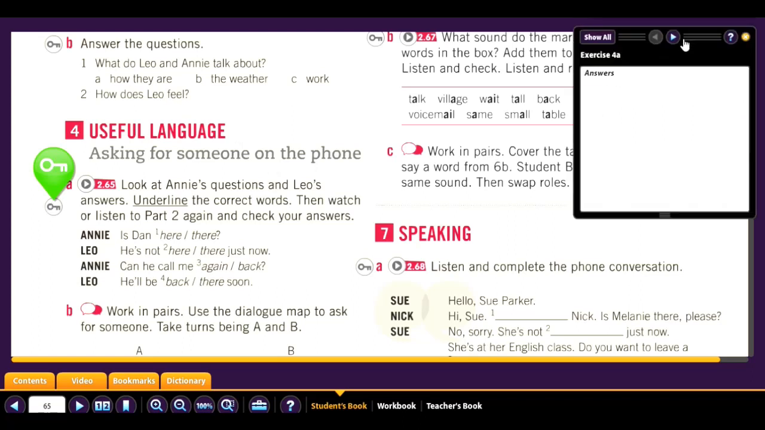Okay, we check. Is Dan there? Porque estamos diciendo que está en el mismo lugar que la persona que contestó. Is Dan there? ¿Está Dan ahí? Ah, entonces, como estamos en el mismo lugar, he's not here. Él no está aquí. He's not here right now. Can he call me back? ¿Me puede regresar la llamada? Porque si utilizáramos el again, es como si nos hubiera llamado, no podemos contestar y le decimos, ¿puedes llamarme otra vez después? Pero como nosotros somos los que llamamos, entonces vamos a estar utilizando el back para que nos regrese la llamada cuando pueda. Y aquí, he'll be back soon. Estará de vuelta pronto o regresará pronto.